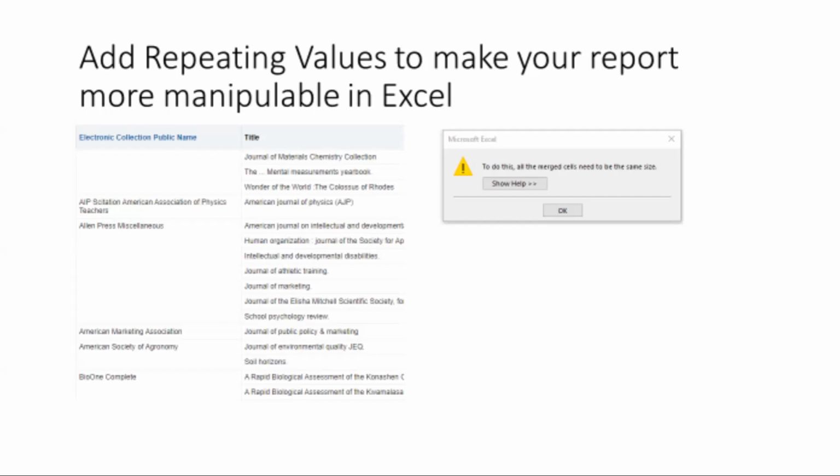and that has to do with adding repeating values. Invariably, the reports are downloaded to Excel, and a further manipulation occurs. And the default in analytics is to suppress repeated fields. So you can see for the electronic collection public name, we've got the Allen Press, and you have that one entry, and then within Excel, this is like a block of merged cells, and that kind of thwarts efforts to resort the spreadsheet.